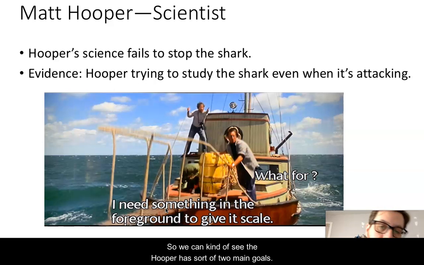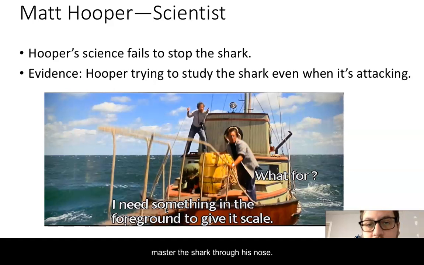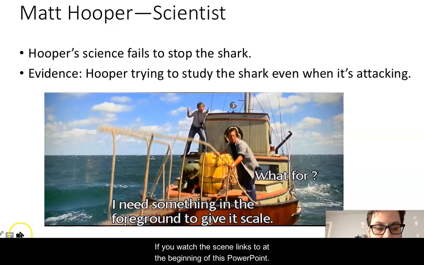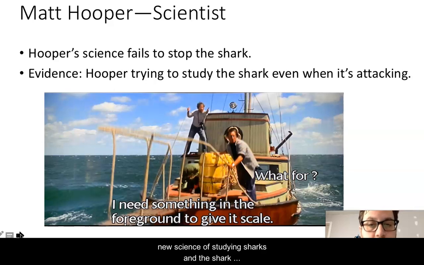So we can see that Hooper has two main goals, which is to stop the shark, but also to understand and master the shark through his knowledge. And those, of course, fail. If you watch the scene linked to at the beginning of this PowerPoint, you see Hooper get into a shark cage and try to use his new science of studying sharks, and the shark completely demolishes the cage and almost kills him.